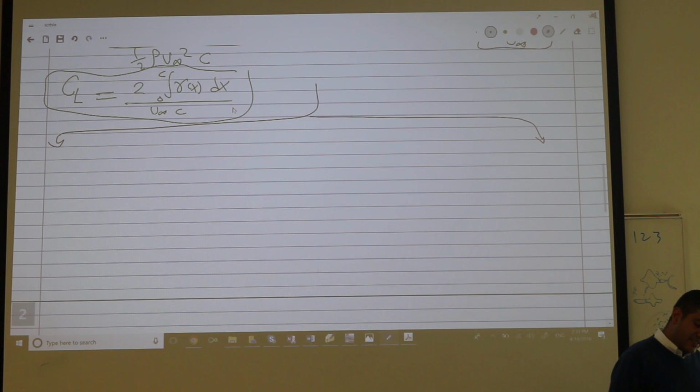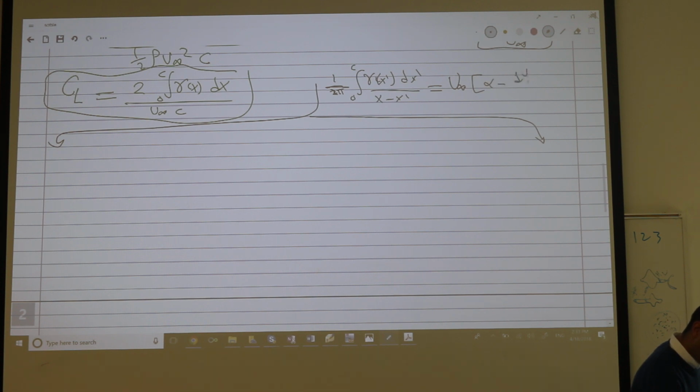So what we're going to do with this integral equation for circulation, I'll write it here again because it's very important: 1 over 2 pi, integral from 0 to c of gamma of x dash dx dash over x minus x dash, equals u infinity times alpha minus dy camber by dx. Okay? This is your integral equation.